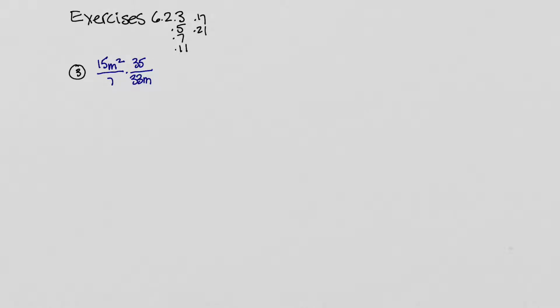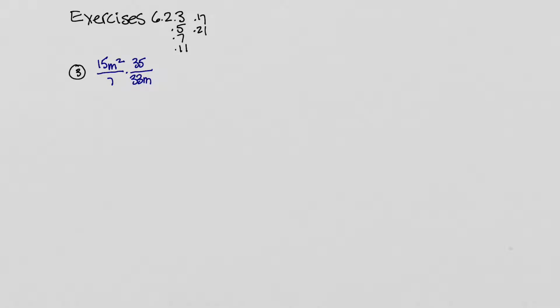In this problem, we're going to multiply this factor and this factor together. So let's see how we can do this. Now, according to the rules of multiplication, what we could do is multiply straight across the top, straight across the bottoms, and then reduce. But then 15 times 35 could be a big number.